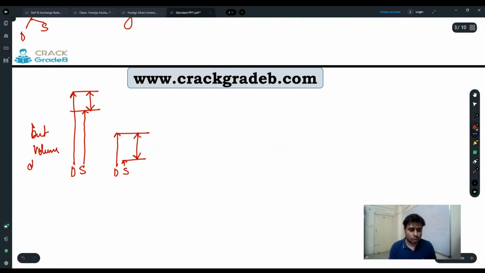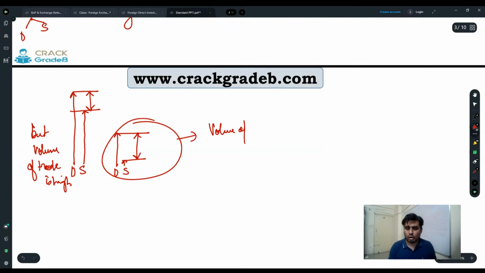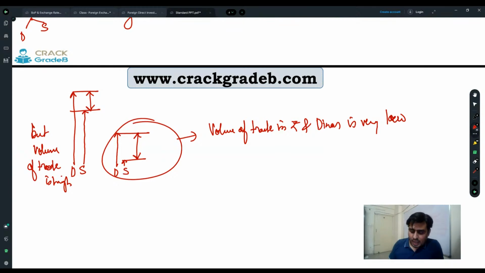volume of trade is high. Volume of trade is high. Here, volume of trade in rupee and dinar is very low, right? So see what happened.